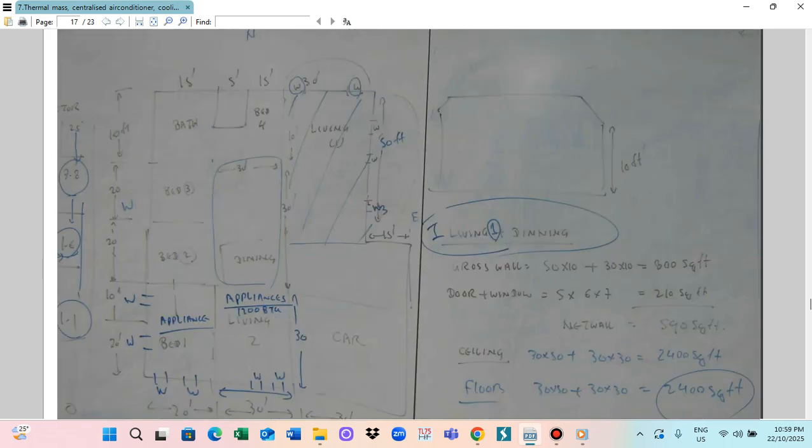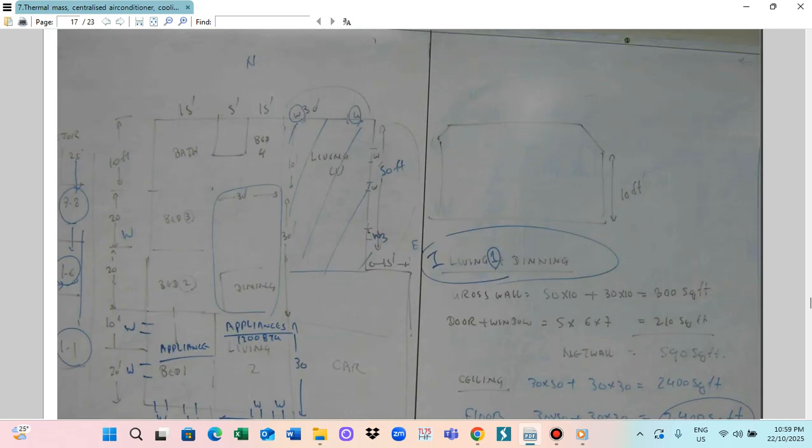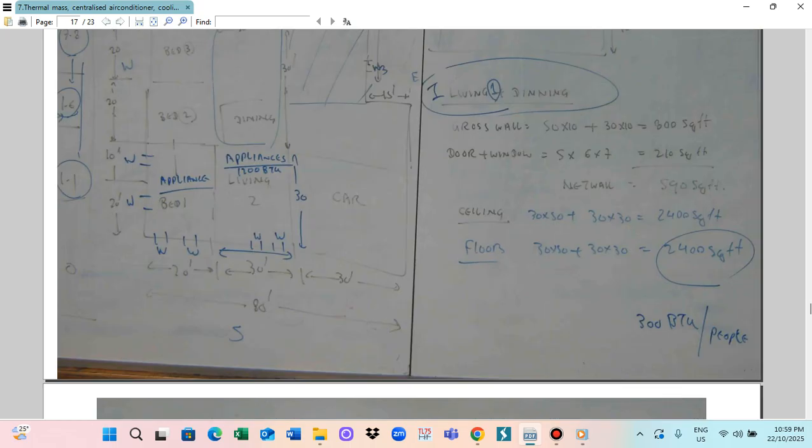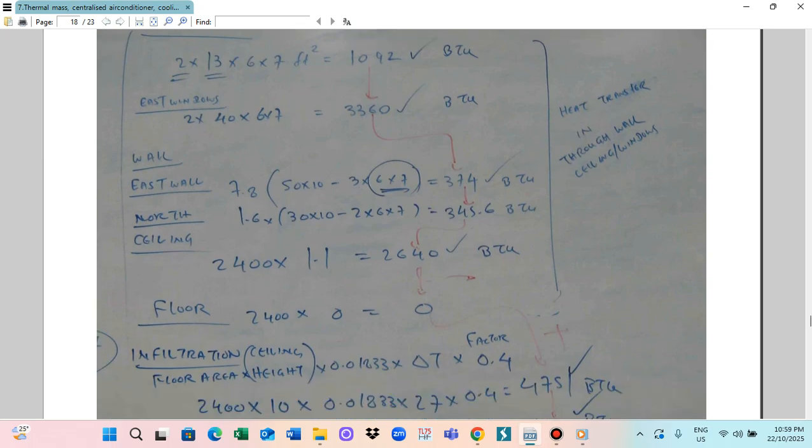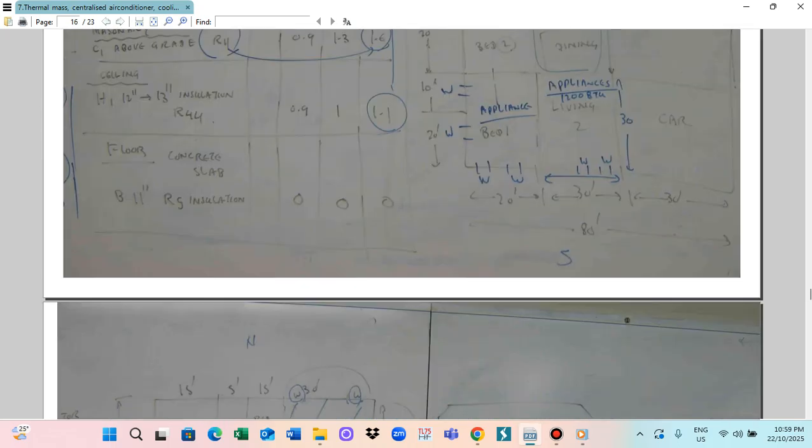2 north windows, so we multiply by 2. So you have to set a factor. In this case, you have to look at table B. Okay, this is table B. So now the window.